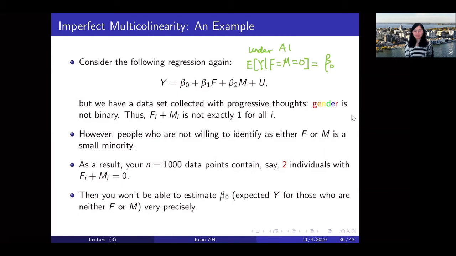So beta 0 is the expected Y for those who are non-binary, but you have only 2 individuals who are non-binary in your data set. With a sample size of 2, you are not able to estimate this expectation very precisely. Okay, so high correlation is not a problem per se, but when you combine that with a relatively small sample size, you can run into this problem that you cannot estimate some of the parameters precisely.